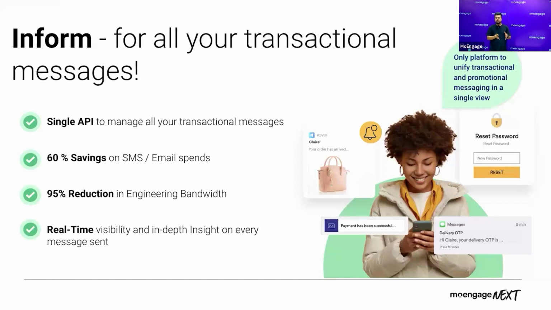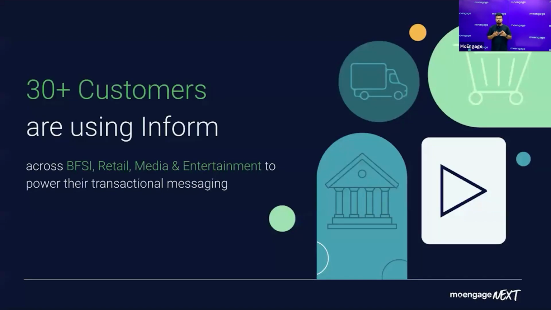With Inform, our customers have been able to see more than 60% savings on media cost across SMS and email, and also been able to reduce the bandwidth or involvement by 95%. That also comes with super observability of the platform. It allows marketers and product managers to have a complete view into the platform, which allows them to derive insights: how many of their messages are getting delivered within how much time, what messages are failing, and so on and so forth. At this point, around 30 plus customers of MoEngage are using Inform, and the use cases are across banking and financial services, retail, media and entertainment, and all these industries. We are powering 30 plus customers across multiple business verticals.